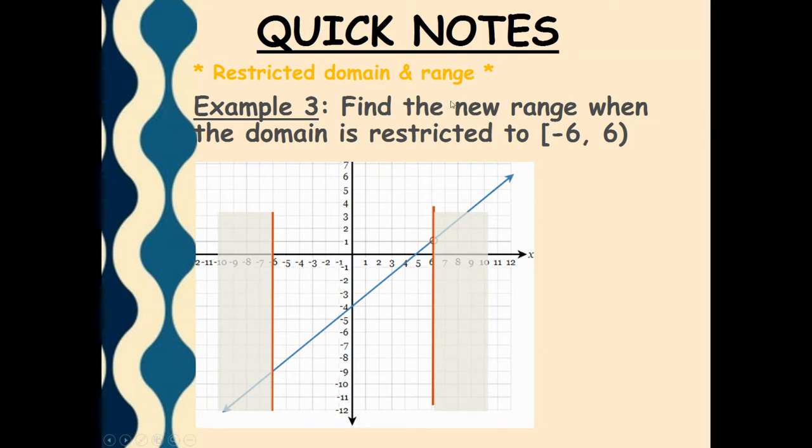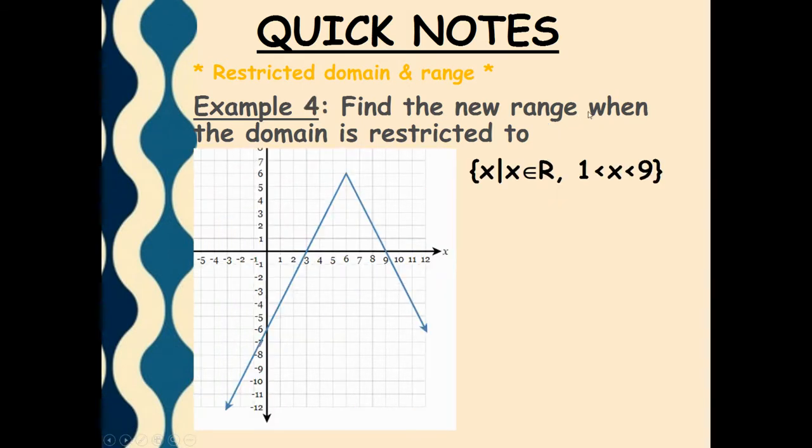So the smallest y value, because I'm finding the new range, the smallest y value is -9 with a bracket because it's a closed dot. The largest y value is a 1 with a parentheses because of the open dot. So it's -9 with a bracket because it's a closed dot, and then 1 with a parentheses because it's an open dot.